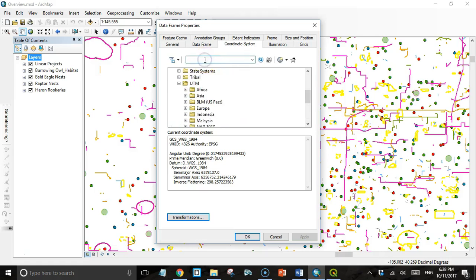Now, you can also search for a specific coordinate reference system. For instance, you could type in zone 11 and hit the search button, and then you'll be restricted to only coordinate reference systems that contain the text zone 11.